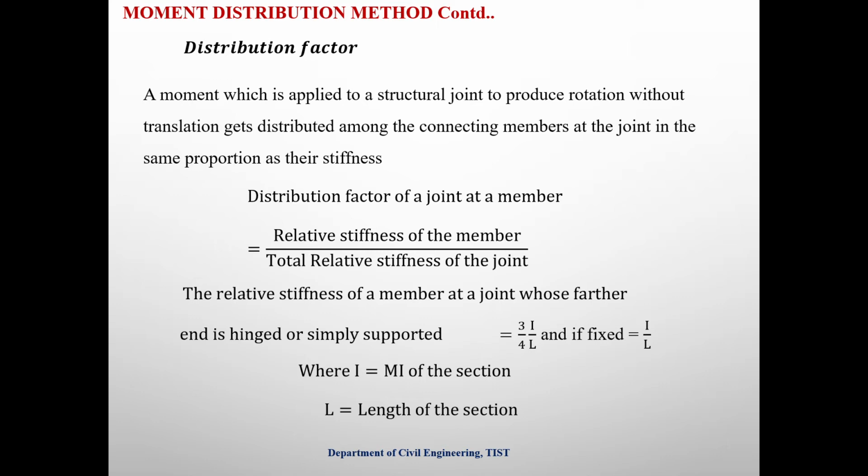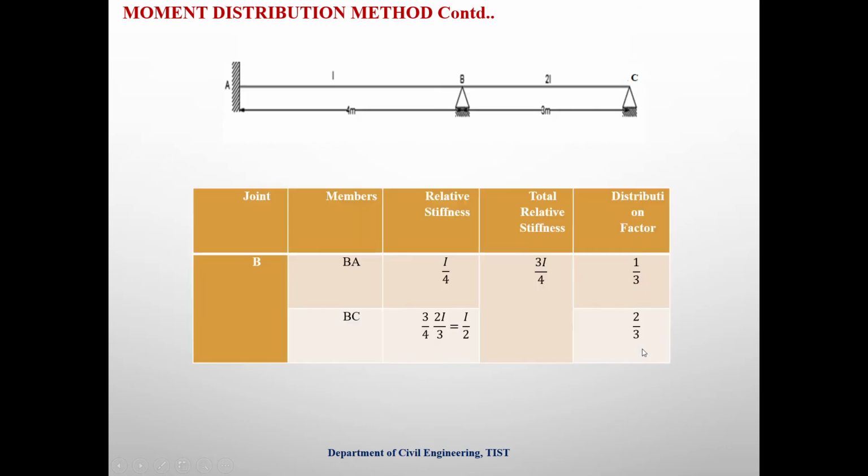The distribution factor is obtained as the relative stiffness of the member divided by the total relative stiffness of that particular joint. The relative stiffness of the member can be calculated as follows: if the far end is fixed, this is I by L, and if the far end is simply supported, this is 3 by 4th of I by L, where I is the moment of inertia of the section and L is the length of the member.